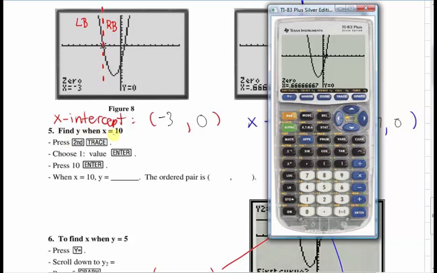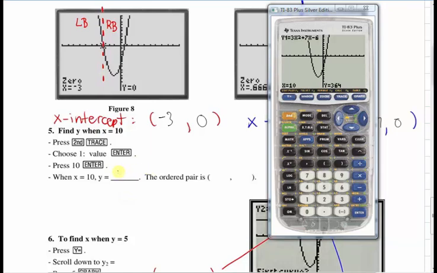Okay, so what you want to do, you want to go back to your menu screen, so second, trace. You want to choose item 1, which is value. Okay, so press 1 on your keypad, and you should be at the screen here where it says x equals, and then your cursor is blinking. And because we want to find y when x is 10, we're going to punch in 10 onto our keypad, so 1, 0, and then enter, and you find that when x is equal to 10, y is equal to 364.